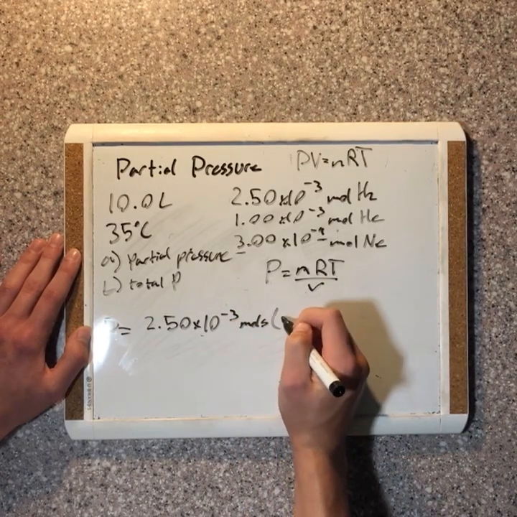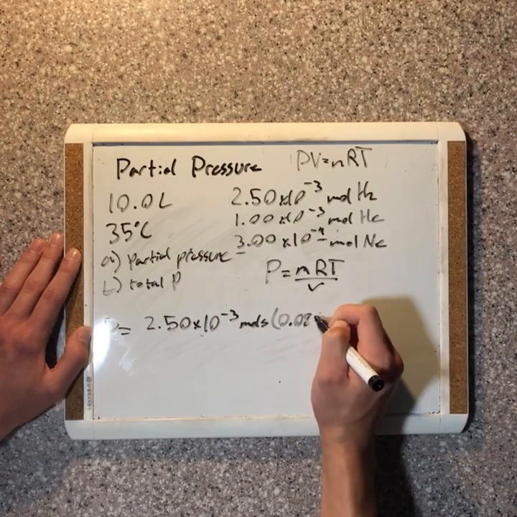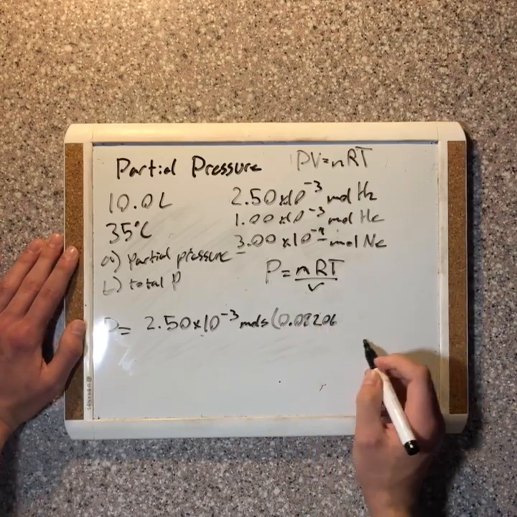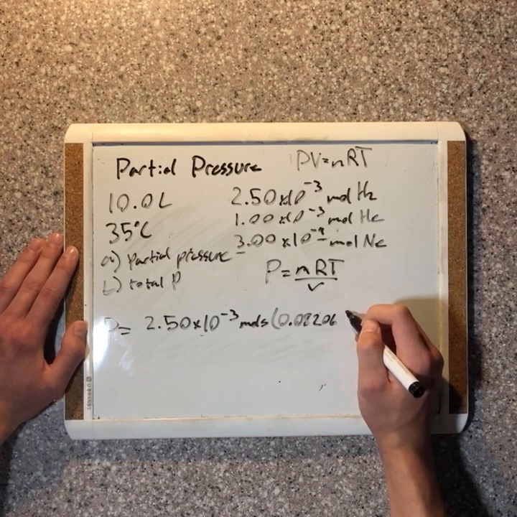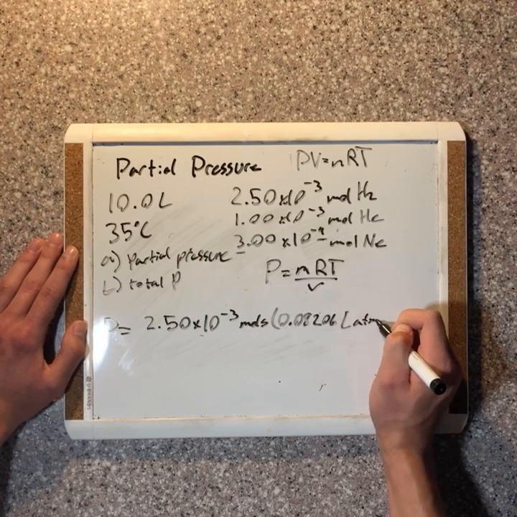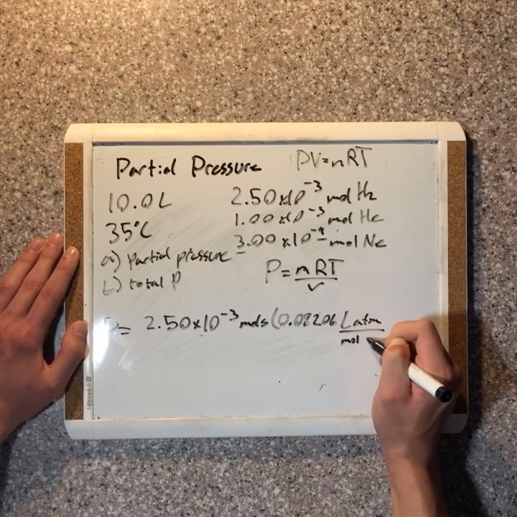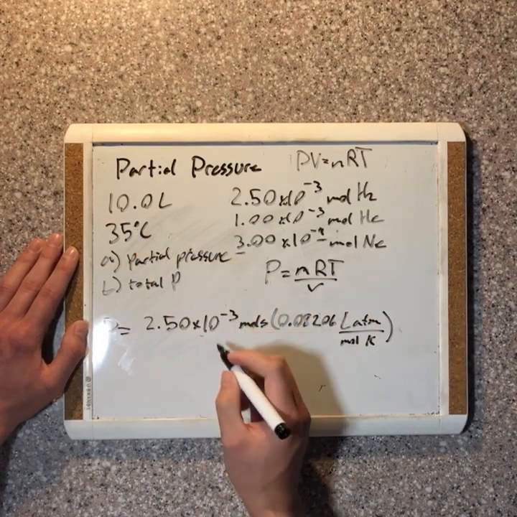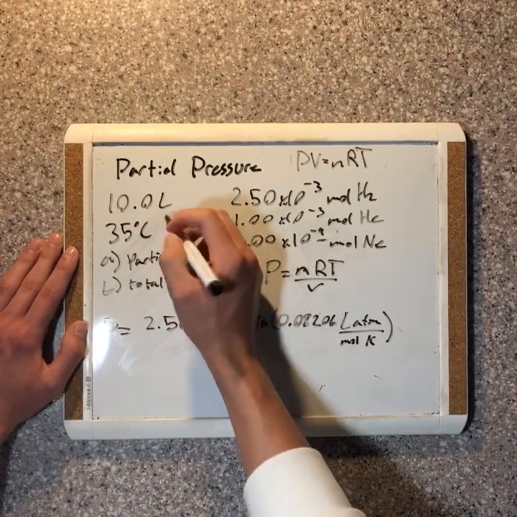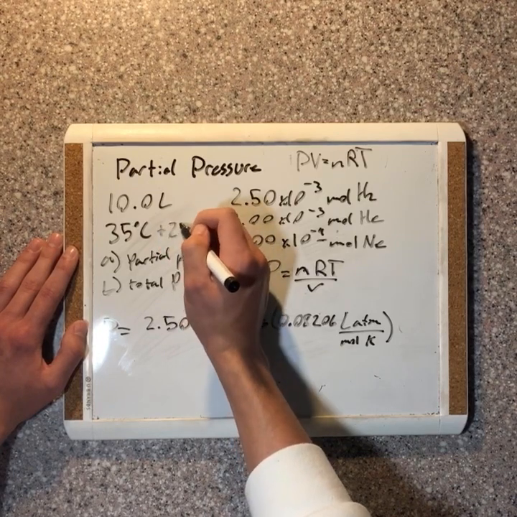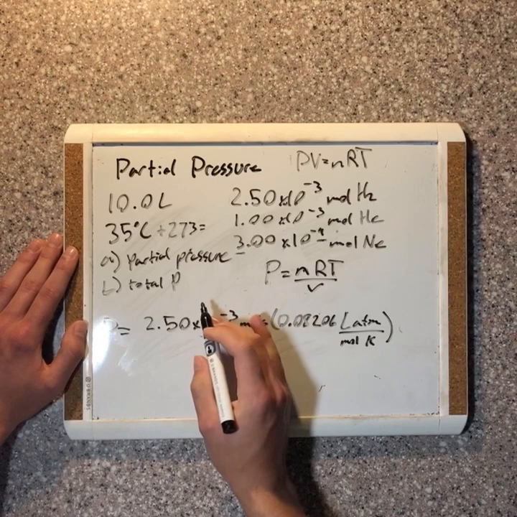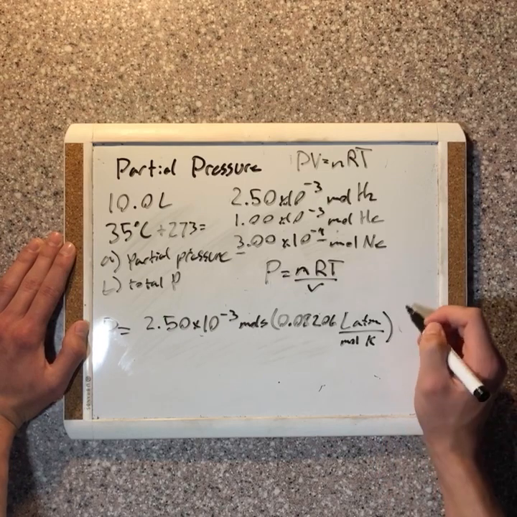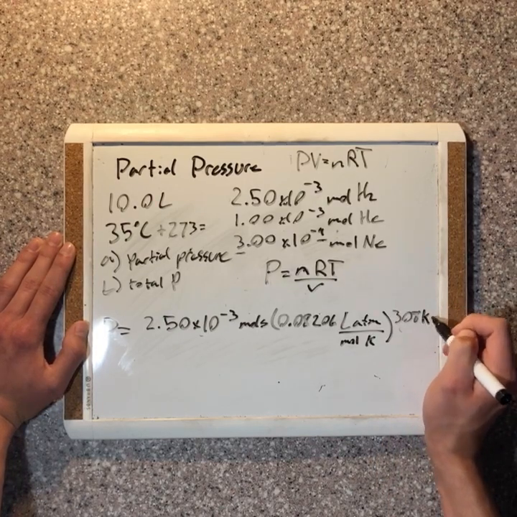Then we have R. R is going to be 0.08206. And then remember, R has those complicated series of units at the end. It's going to be liters times atm divided by moles times Kelvin. And that brings us to temperature over here, which needs to be in Kelvin. So to convert any temperature from Celsius to Kelvin, you just add 273 to your temperature. And that is going to get us to 308 degrees Kelvin, so 308 K.